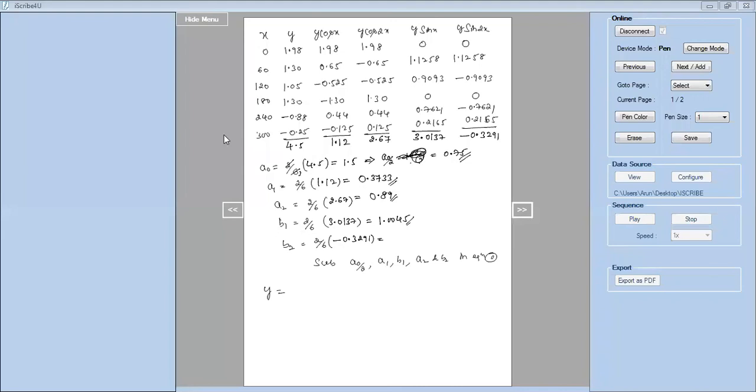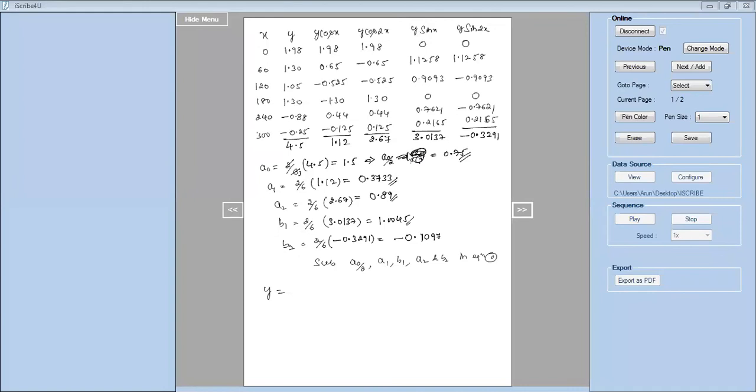Remember this problem, this is repeated many times. A0 by 2 is 0.75, A1 is 0.37, B1 is 1.005. This is a standard problem repeated many times in the annual exam. B2 is minus 0.1097. Minus 0.1097, correct.